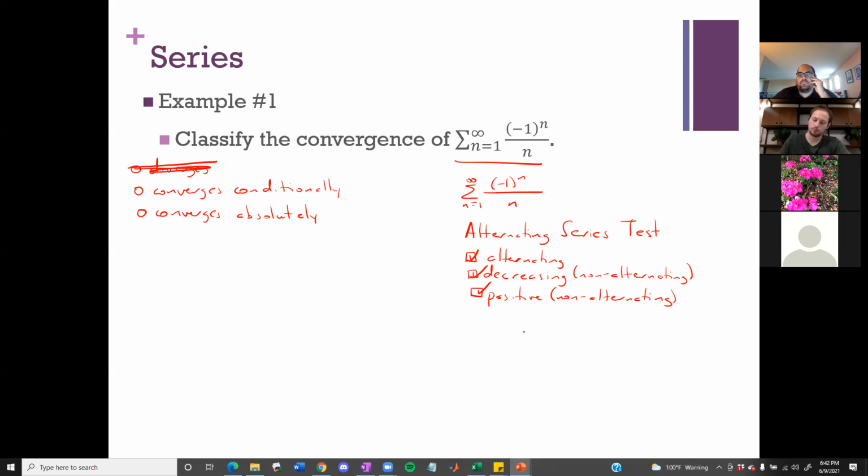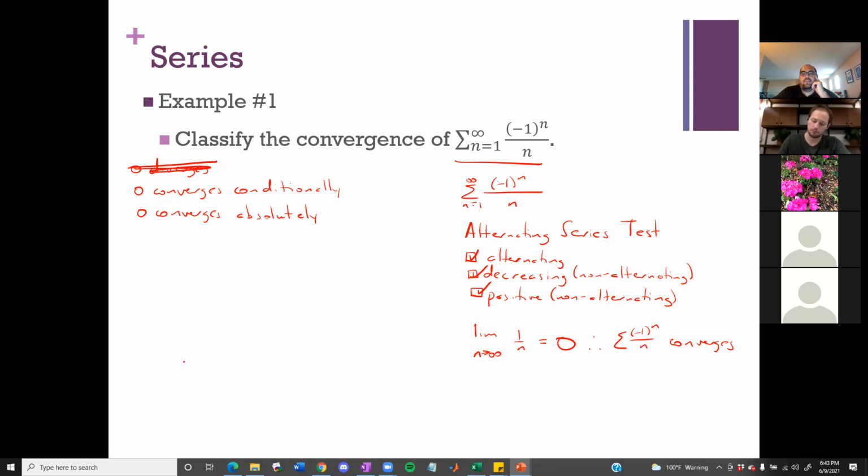So how do I use it? What am I really looking at? The limit of 1 over n. Right, I want to know the limit of the non-alternating part. And that limit is equal to 0. Therefore, this series converges. So I have an alternating series that converges. That means it converges conditionally, but it still might converge absolutely.